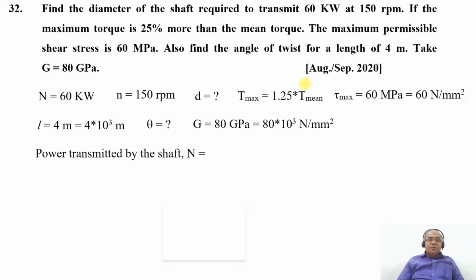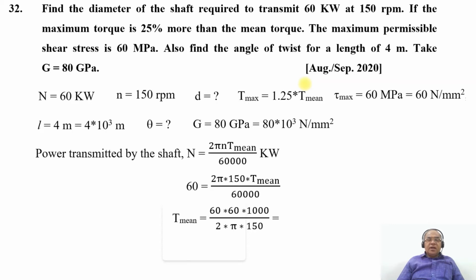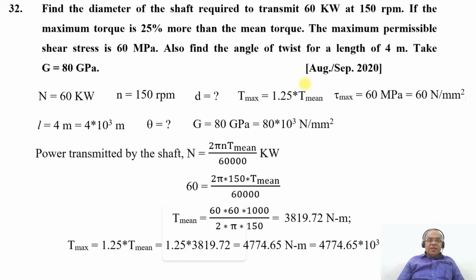Since he has given the power, the power transmitted by the shaft, capital N, will be equal to 2 pi n into T mean divided by 60,000 kilowatt. We know the values of capital N and small n, so you substitute that. So 60 will be equal to 2 pi into 150 into T mean divided by 60,000. Therefore, T mean will be equal to 60,000 into 60 divided by 2 pi into 150, which is 3819.72 Newton meters.